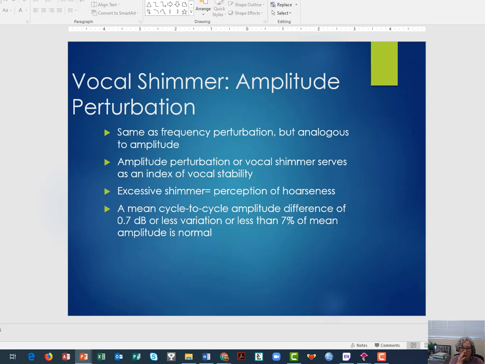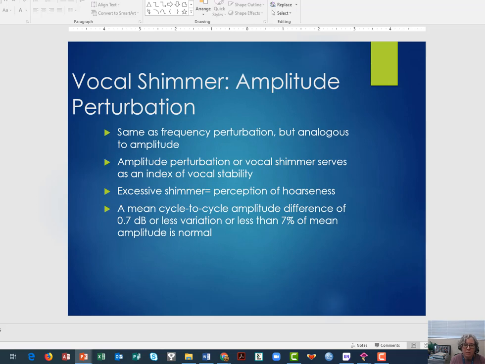There is another type of variability regarding vocal fold vibration, and that's amplitude perturbation. Amplitude perturbation is very similar to frequency, it's just that now we're looking at amplitude. The perturbation of amplitude, or shimmer, is also an index of vocal stability. If somebody has too much shimmer, too much amplitude variation from cycle to cycle, they're also going to be perceived as hoarse.